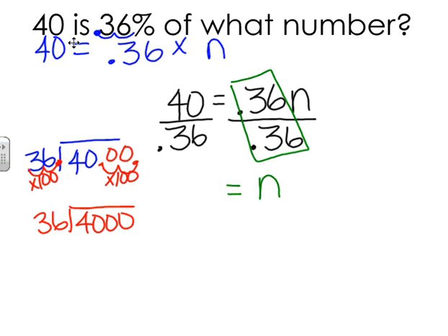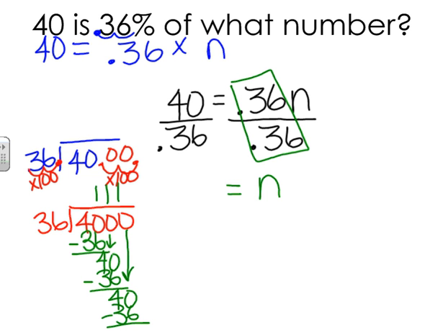36 goes into 40 once. Subtract, bring down the 0. 36 goes into 40 once. Subtract, bring down the next digit. And as you can see, we're going to keep repeating the same thing over and over again. So if I put a decimal point with another 0 to bring down, I'm going to get a repeating 1 on the end of my number. So n is 111.1 with the 1 repeating.